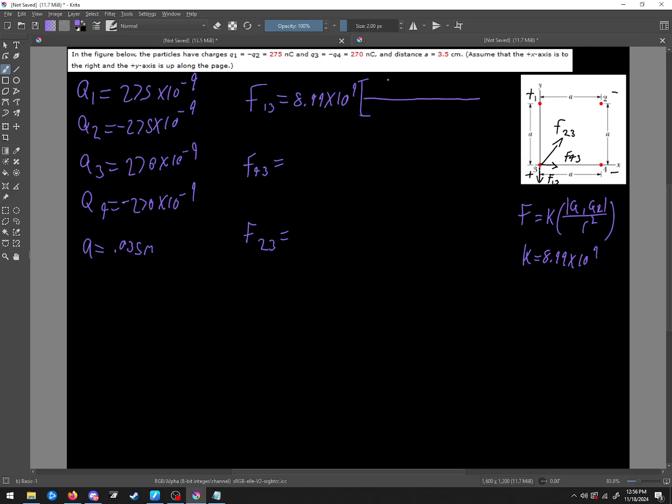So Q1 and 3 can be 275 times 10 to the negative ninth times Q3 is going to be 270 times 10 to the negative ninth, and this is going to be all over 0.035 squared. Which that's going to give us an answer of, well, start plugging things in.